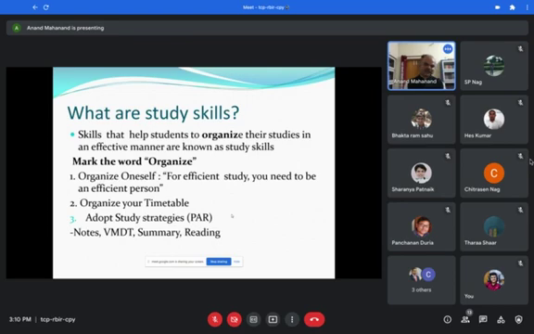Then summary. Write summary of what you have read. That will help you to recall things. Then you also have to read a lot of things. Whatever assignments are given to you, you should read them. So these things are important.